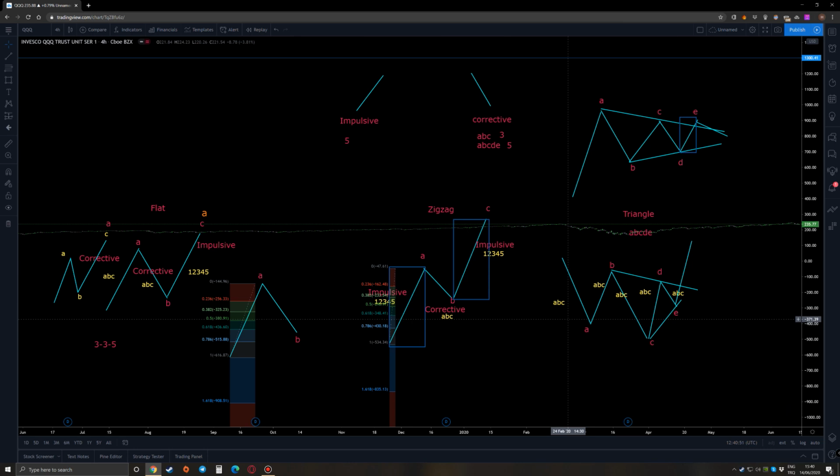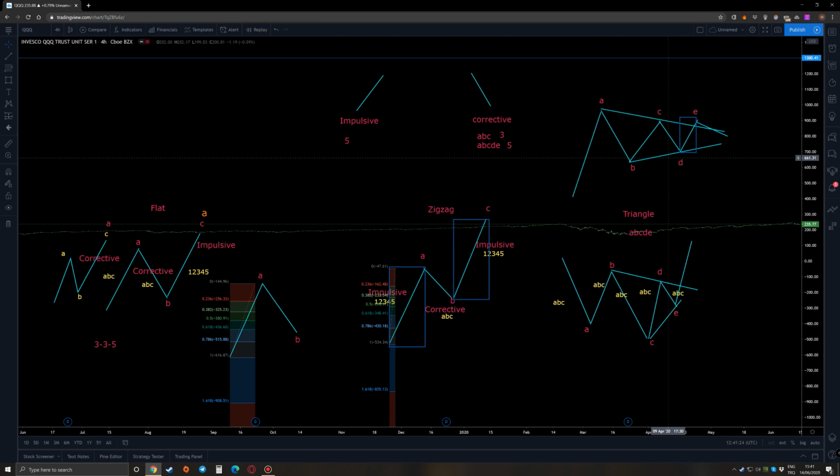You can have an irregular triangle where the B wave is bigger. You can have a running triangle, a running variation of the contracting triangle. So you have all these different triangles. Just don't expect the market to give you this perfect triangle every single time. Also, there are two types of triangles: you have either a limiting triangle or a non-limiting triangle.